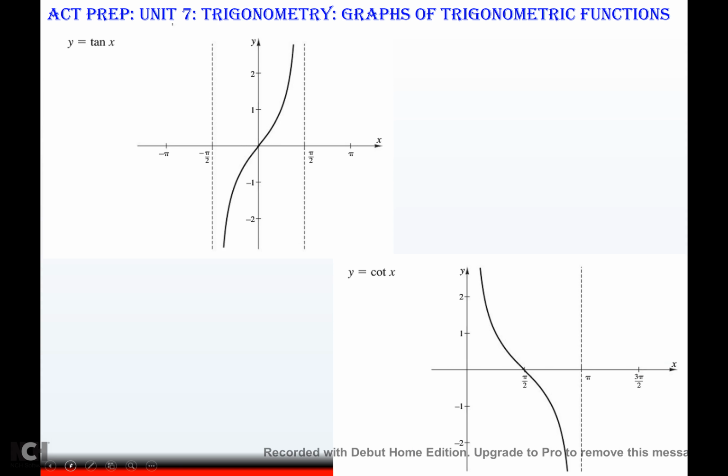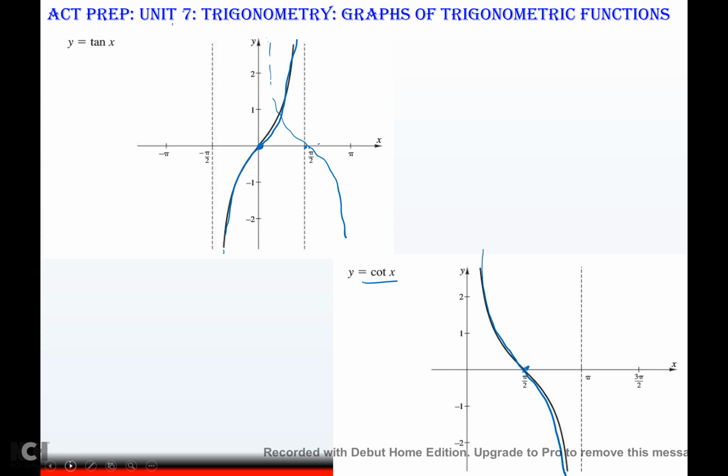All right, your tangent and your cotangent graphs. Tangent always passes through the origin, and it waves from bottom to top towards the right. Your cotangent doesn't pass through the origin, it passes through pi over 2. It's shifted over here. So cotangent actually would look like this. Okay, so it's shifted over pi over 2 units, and then it waves from the top to the bottom towards the right. Okay.